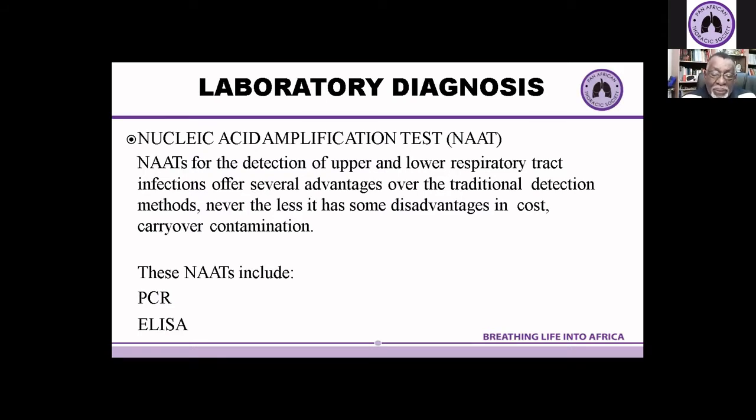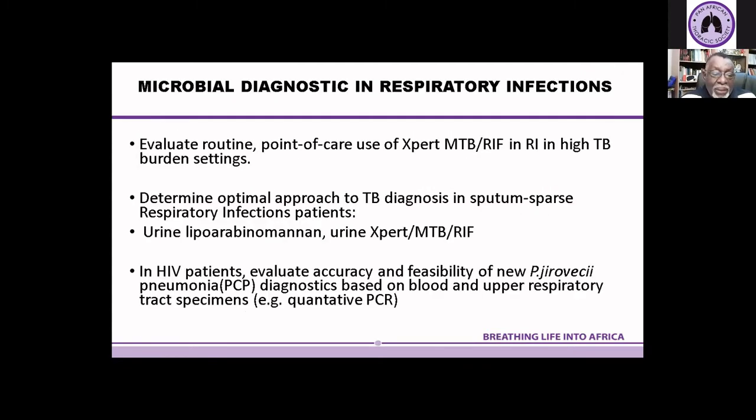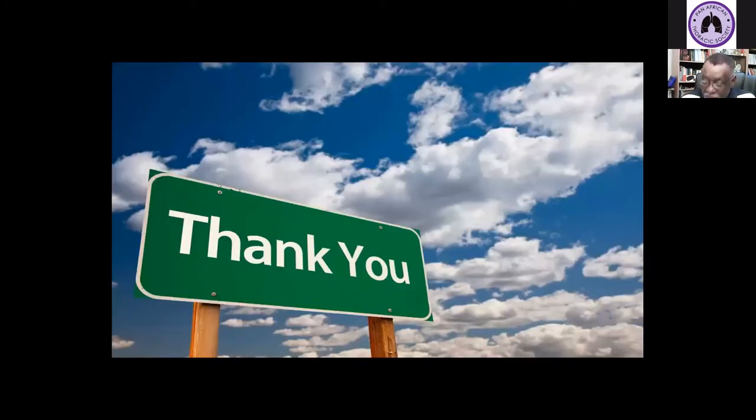They are very good, but unfortunately they may be expensive, and sometimes they may be associated with contamination. So we still need, in countries where there's a lot of TB, to evaluate point-of-care facilities such as Xpert, for making sure that we can diagnose the cause of the respiratory infection early, particularly with TB, and particularly in patients who may not produce a lot of sputum. There are other methods available, particularly in HIV or TB, but some of these I'm sure our next speakers will be able to discuss.